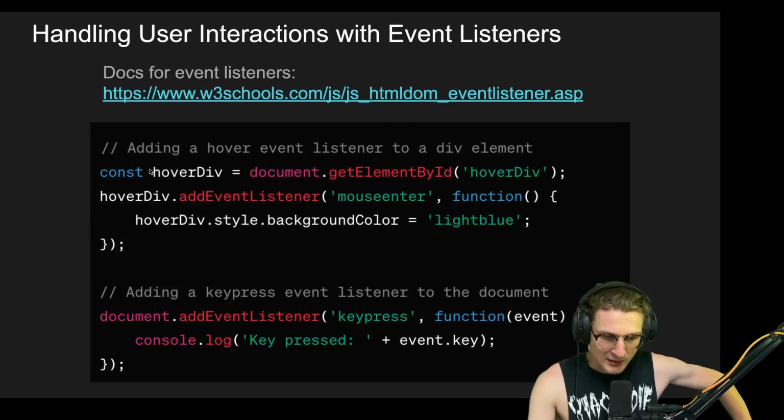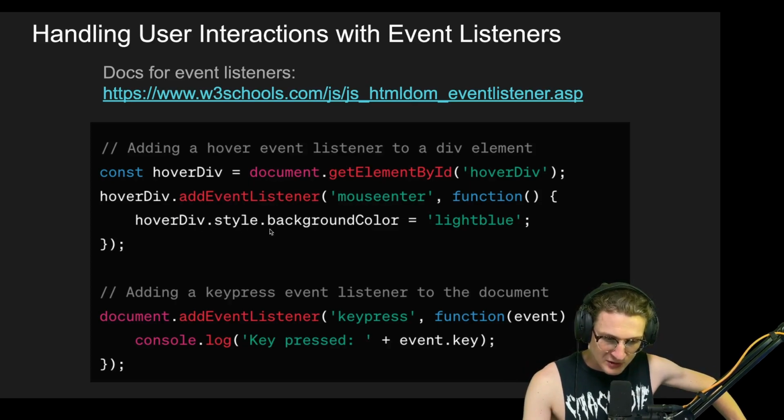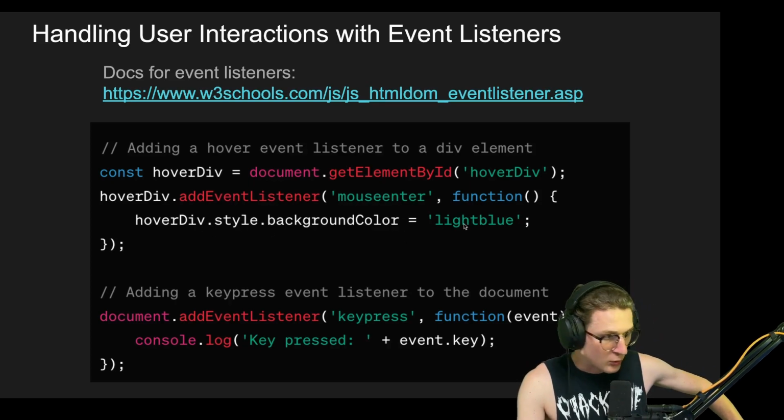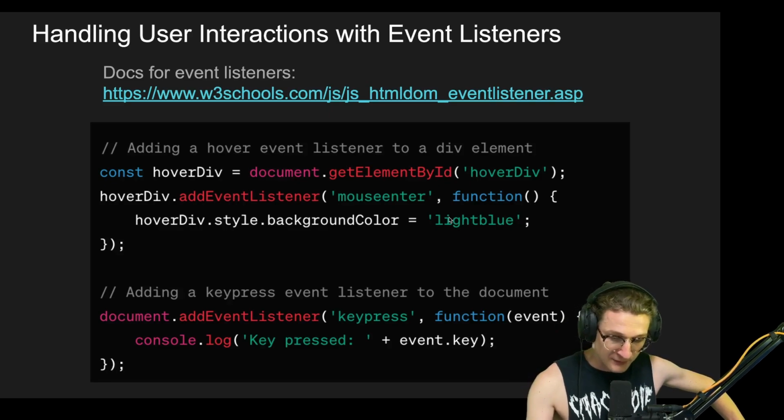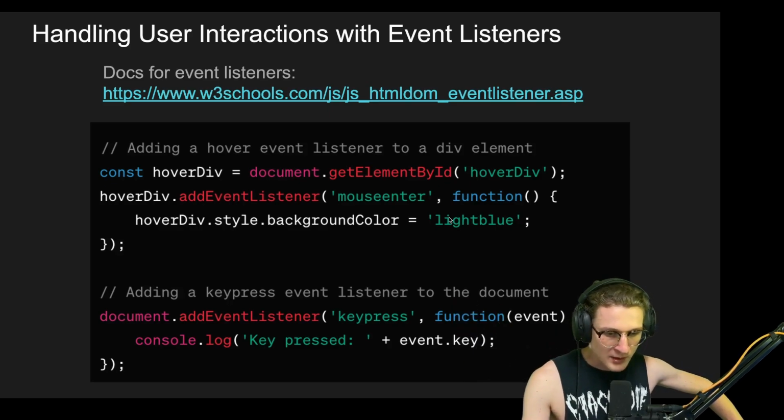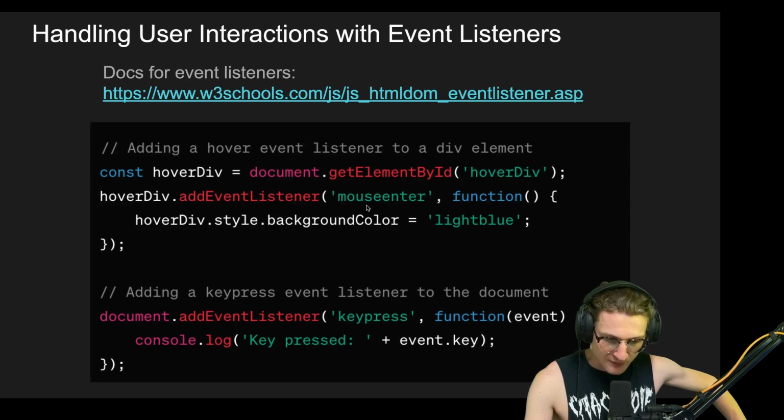What is this one doing? Adding a hover event listener to a div element. Okay, so we grab a div, so just some container, and we add an event listener for mouseenter. So when the mouse enters that container, hoverDiv.style.backgroundColor equals light blue. So the color of the container changes to blue, right? So that's something you're able to do on hover.